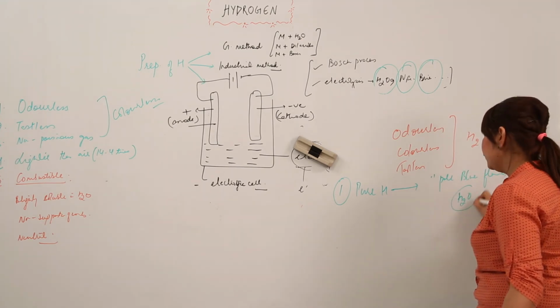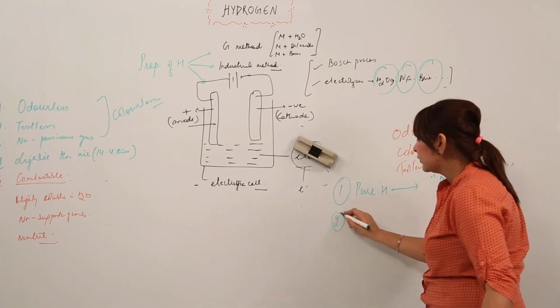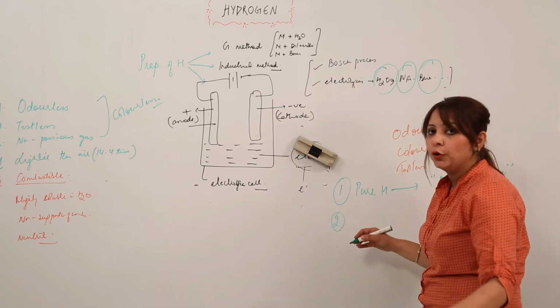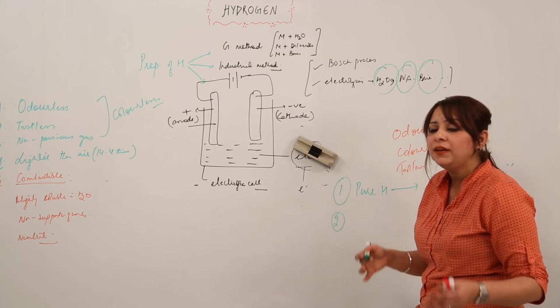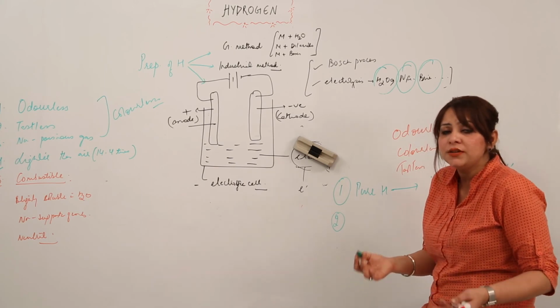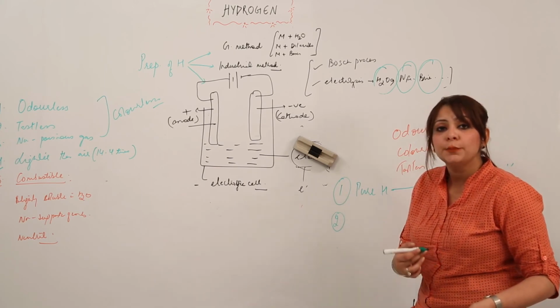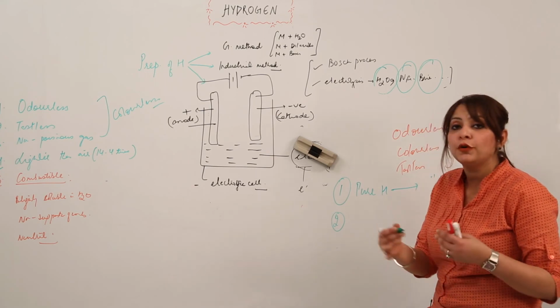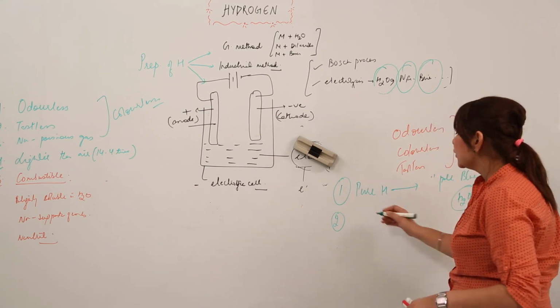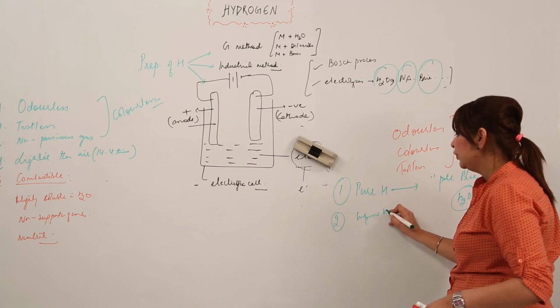forming H2O, right? And in case it is not pure, because we can get pure hydrogen as well as an impure sample, and we are not aware whether the sample we are getting is pure or impure, right? So we have to perform different experiments as well. So if it is impure hydrogen, what will happen?